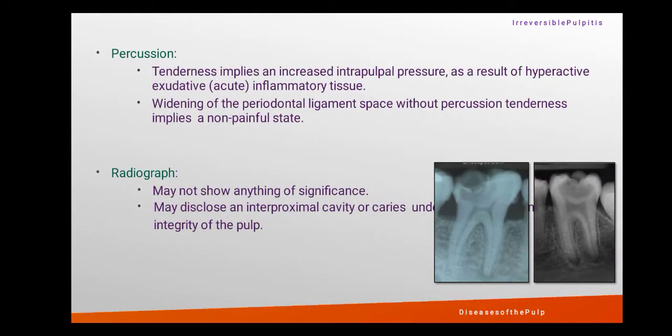Percussion: tenderness implies an increase in interpulpal pressure as a result of the hyperactive exudative inflammatory tissue. Widening of the periodontal space without percussion tenderness implies a non-painful state. Radiograph may not show anything of significance, may disclose an interproximal cavity or caries which is undermining the integrity of the pulp.